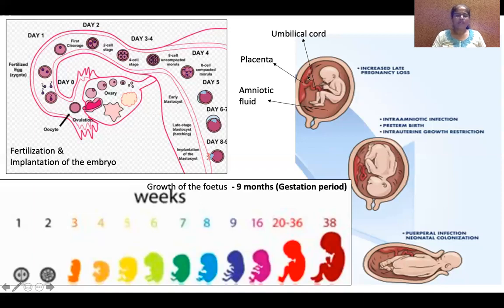It's a temporary organ produced once the implantation is done in the uterus. It has a villi-like structure, finger-like structures which help in absorption. Villi-like structures are present this side as well as outside the uterus.